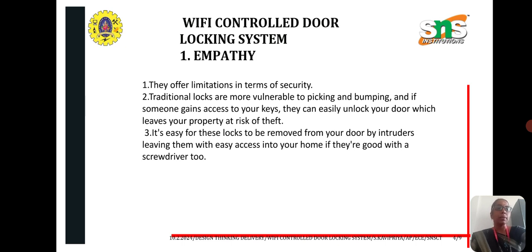So this locking system, in terms of security, is very insecure and it is more vulnerable to picking and bumping. If someone gains access to our keys, they can easily unlock our door and it leaves our property at risk of theft. And the intruder can easily remove the locks from our door if they are very good at the usage of a screwdriver and all. So they can easily remove the locks and they can easily access our properties. So these are all the issues that people are facing due to this manual locking system.